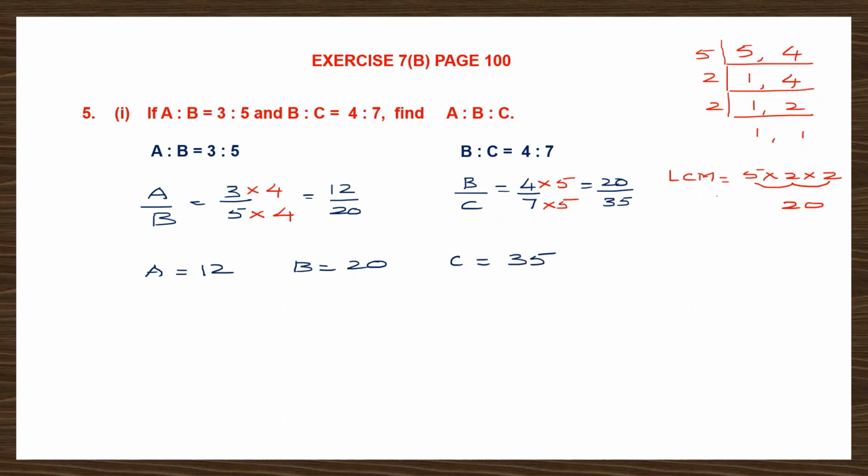Now we can find the ratio between A is to B is to C. So how much is A? 12 is to, and B is 20 and C is equal to 35. So the ratio between A is to B is to C is 12 is to 20 is to 35. Now if all three numbers can be reduced to the lowest term, you can do it, but this cannot be reduced. So this is the final answer.